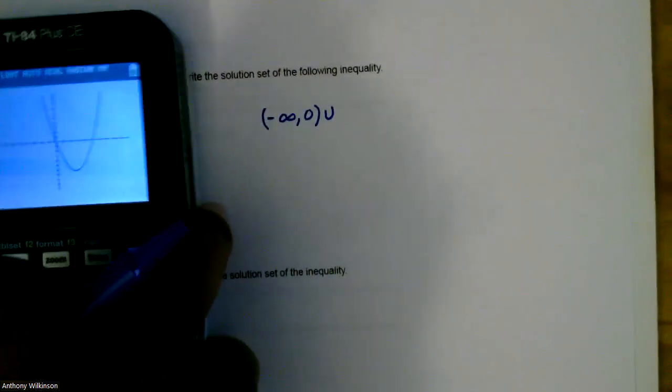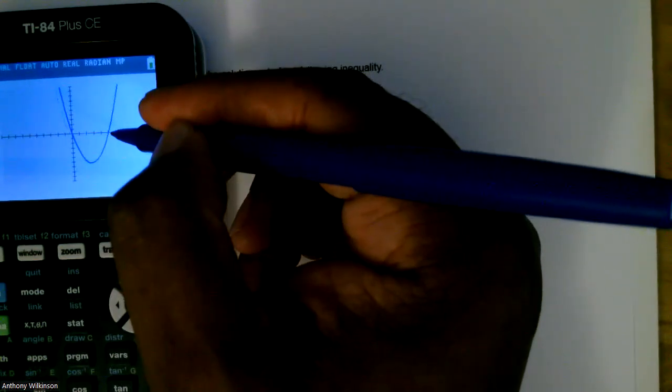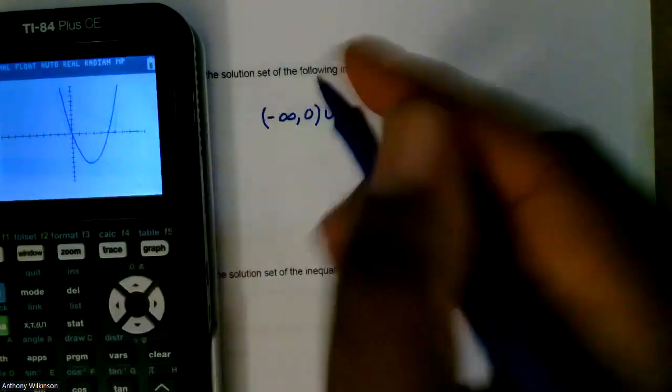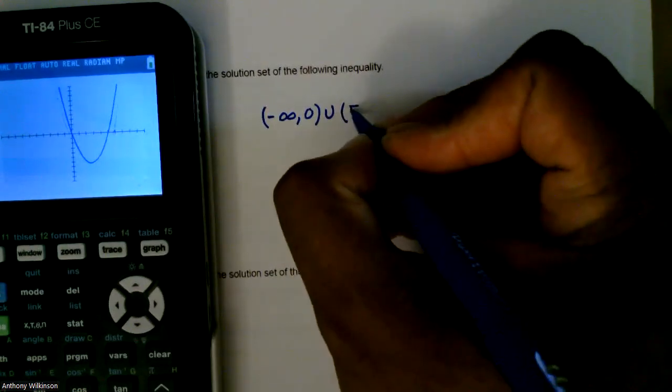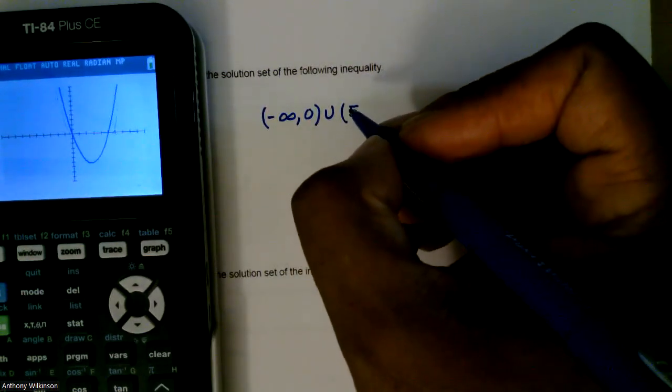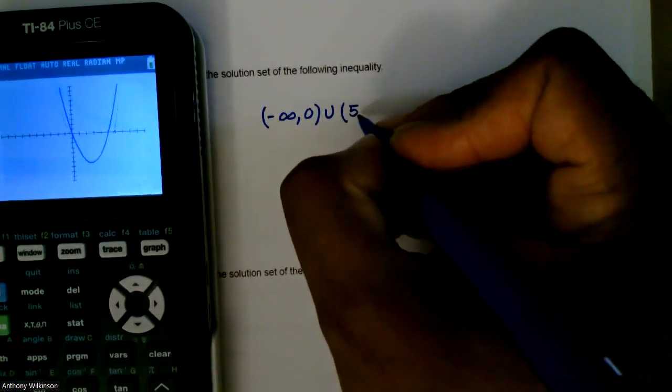Or this part that's above the x-axis, it starts at 5. And it goes on up. And it remains above the x-axis. So from 5 to infinity.